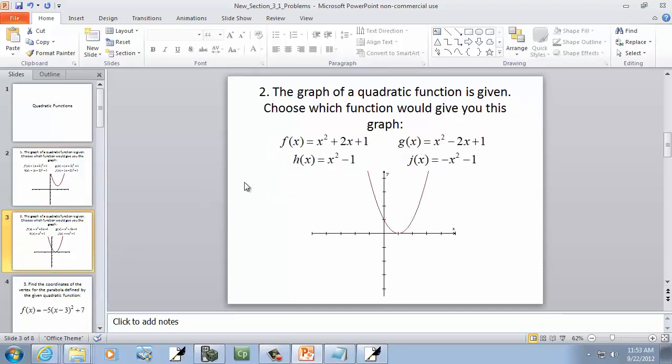Let's take a look at this one. And again, they want us to match up the function with the graph. Well, -1, I know what that does. It shifts it down 1. A negative before the x squared flips it upside down. So it's not h of x, it's not j of x. It's either f of x or g of x.